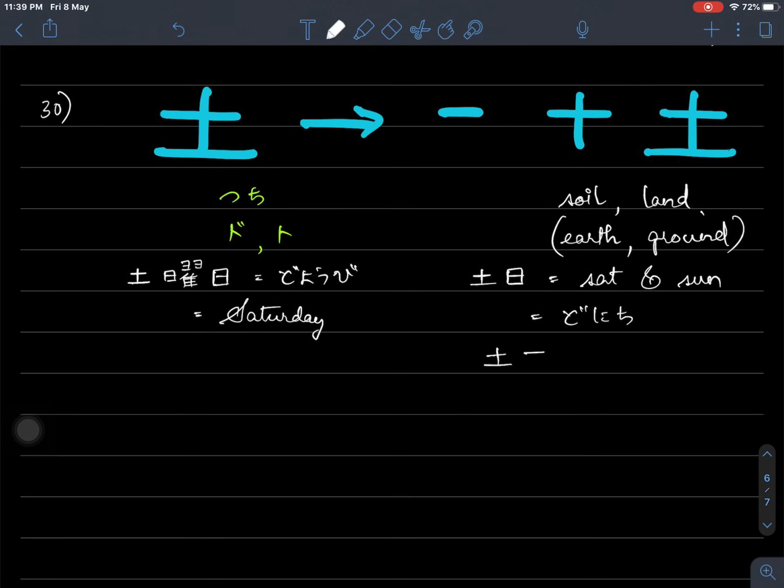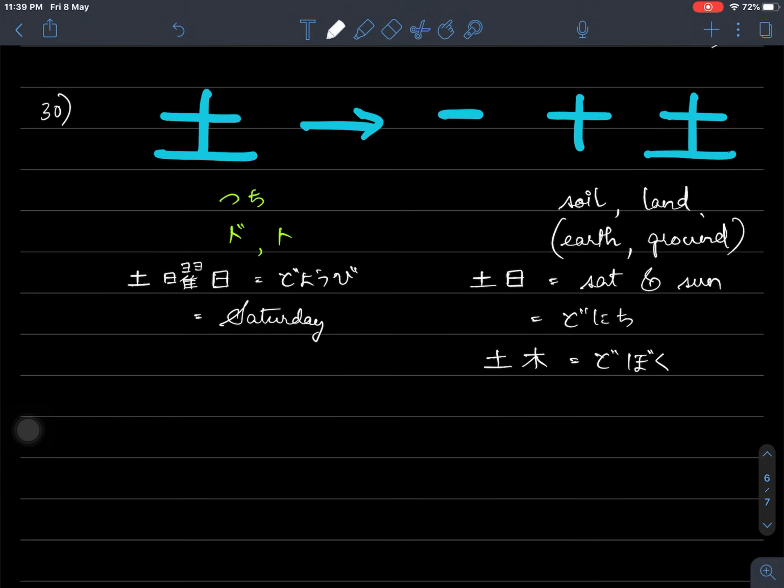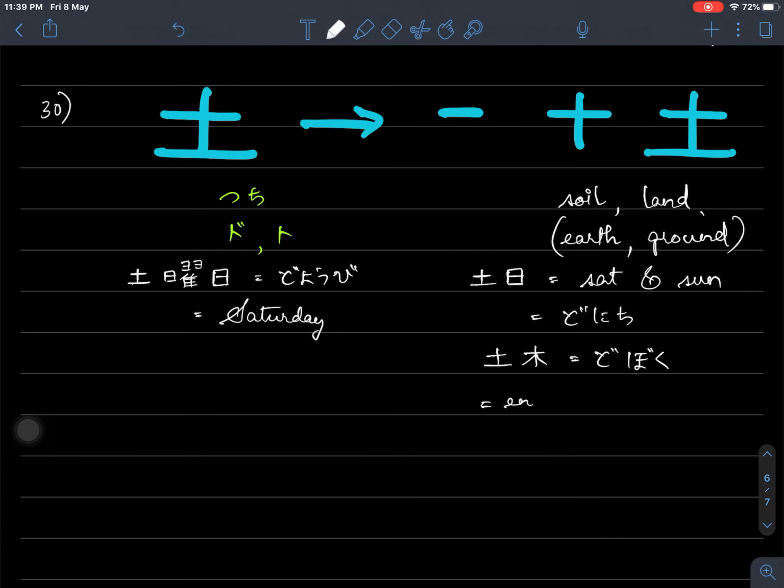Okay, the next kanji, this will be read as doboku, and it's a little difficult to grasp the meaning of this. This is supposed to mean engineering works.